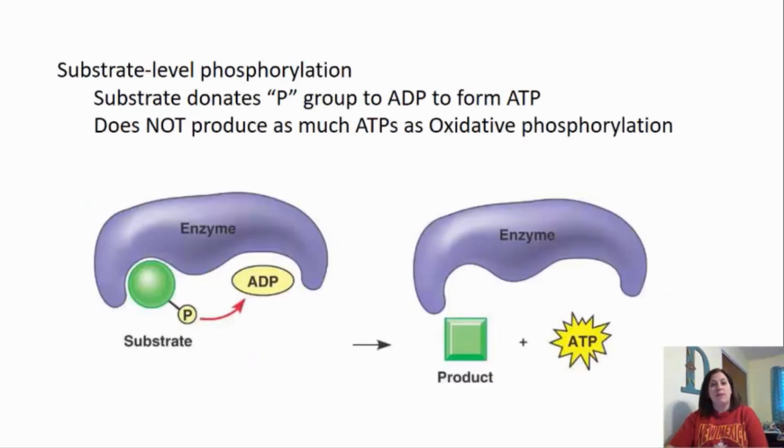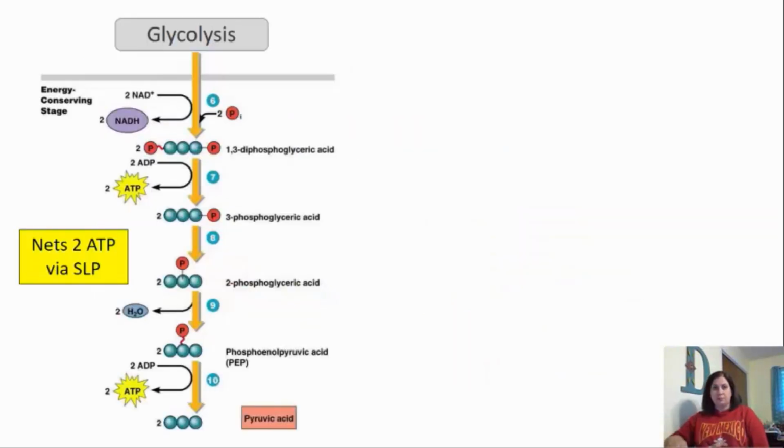So with substrate level phosphorylation, this is where a substrate donates the phosphate group. It'll donate it to ADP in order to form the ATP. This does not produce as much ATP as oxidative phosphorylation. If you'll notice, this does also require an enzyme. So the enzyme comes in, it connects to the substrate, it transfers the phosphate from the substrate to ADP, and what comes out of the enzyme is the product plus ATP. And so since the enzyme can only create one ATP at a time, this process is not going to be very efficient. Now, glycolysis is an example here of a type of substrate level phosphorylation.